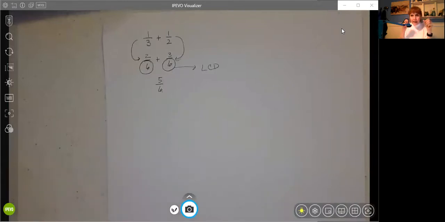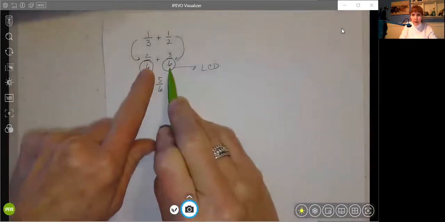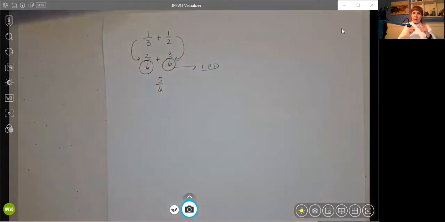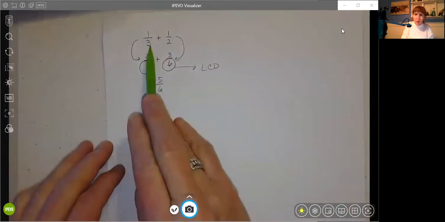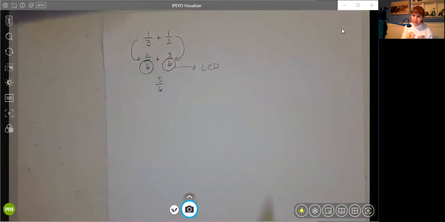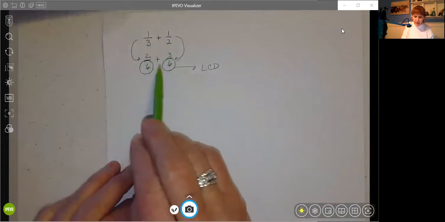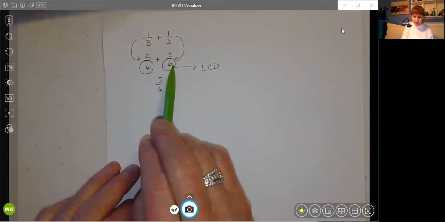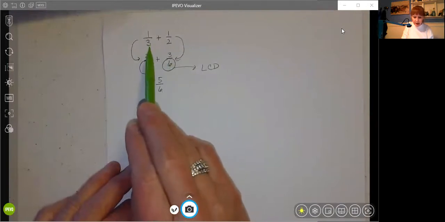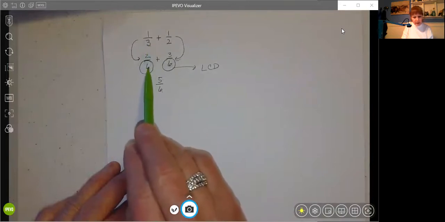But notice that the 6 was larger than the 2 or the 3. So when you're finding this number here, this least common denominator, it will either be equal or larger than the denominators to start with. In this case, the number 6 is larger because I'm going to be dividing this by those. All right. So just kind of expect it.